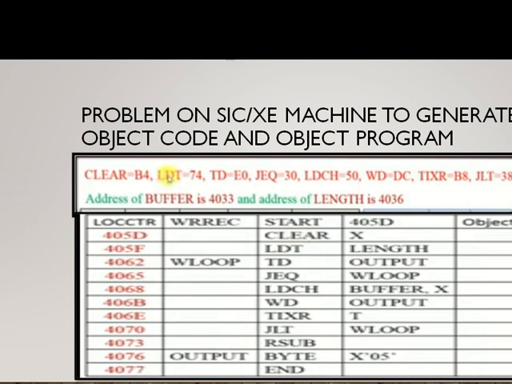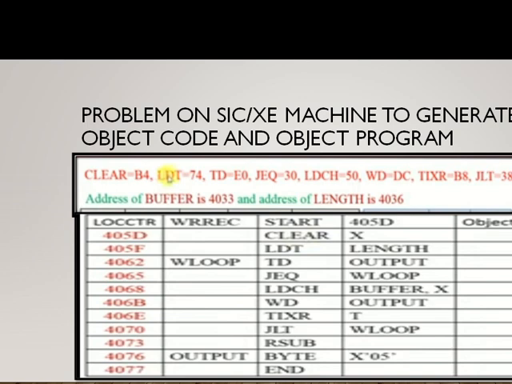Format 1 has only 1 byte length, and here we have CLEAR X. X is a register, and registers are used in format 2. So it is of format 2. So add 2 to 405D, then we will get 405F. Then LDT length is of format 3, so add 3 to the next successive location counter. Like that, we add the format number of bytes to the location counter.